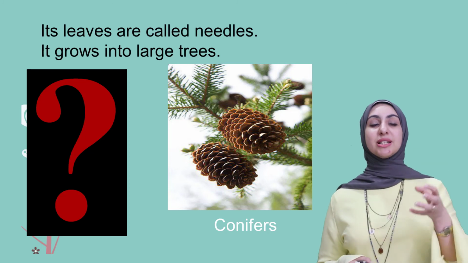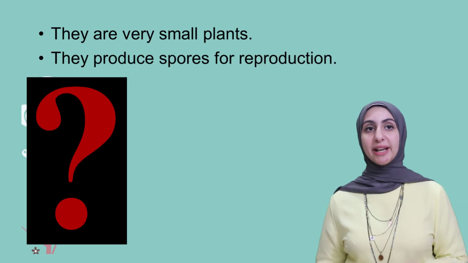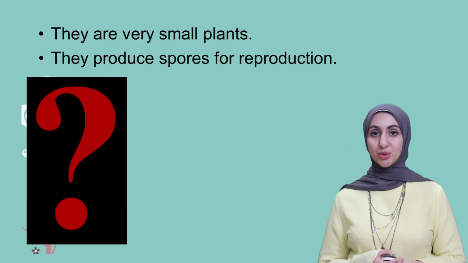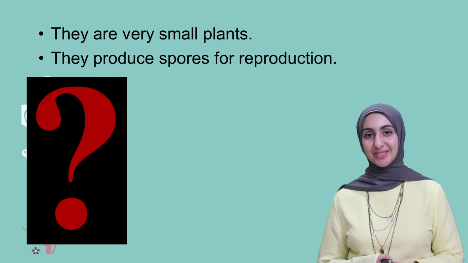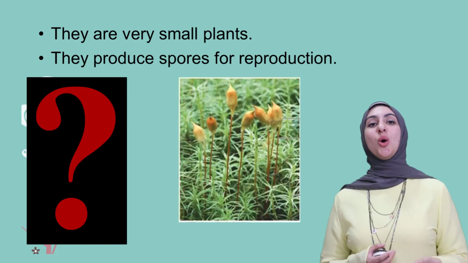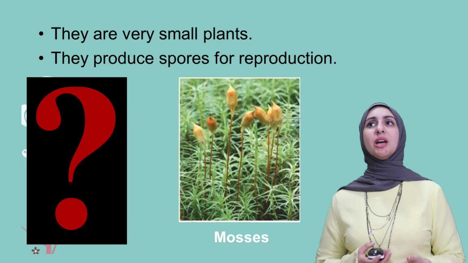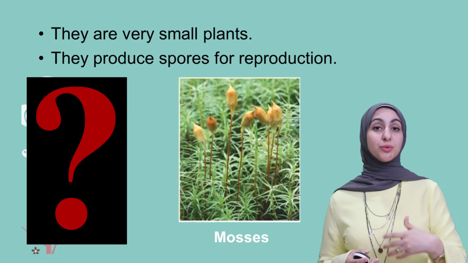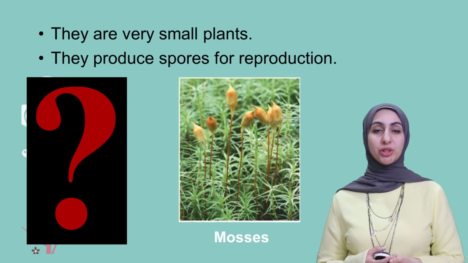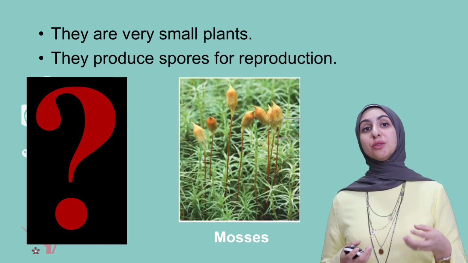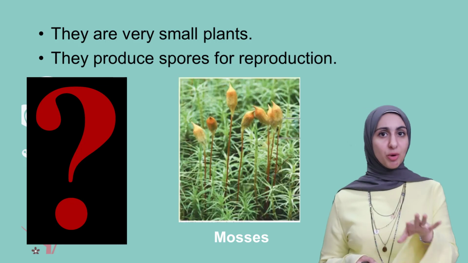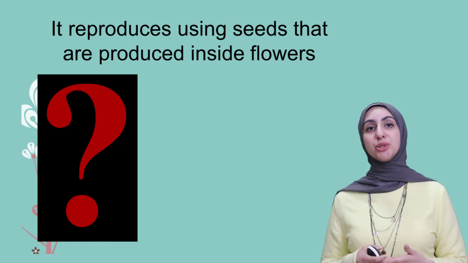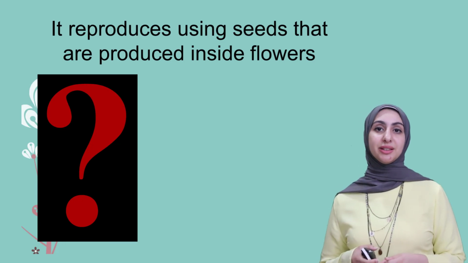Okay. For the second one, they are very small plants. They produce spores for reproduction. Which one? Yes, mosses. Why mosses, miss? Why didn't we say ferns, for example? Because ferns also produce spores for reproduction. Actually, I said very small plants, right? So only mosses.